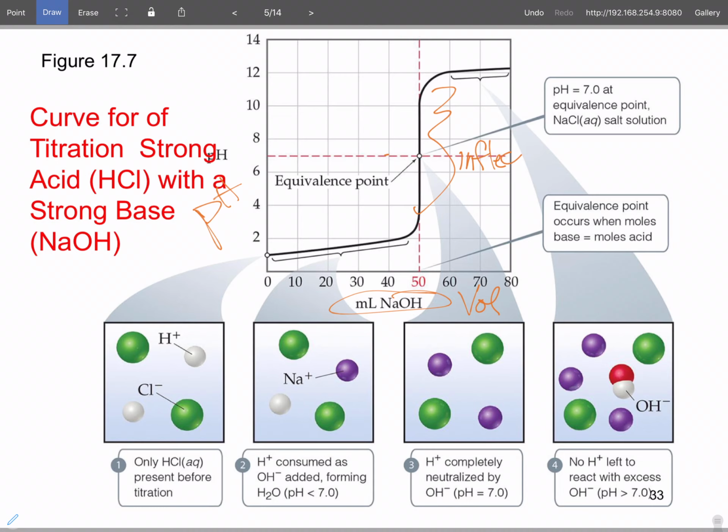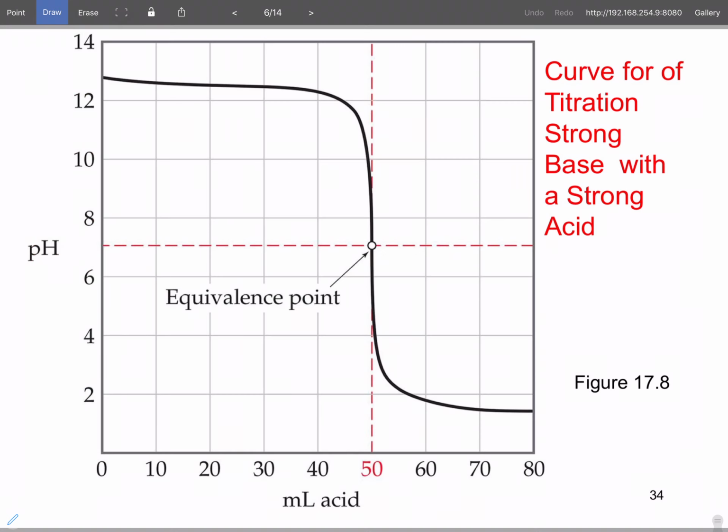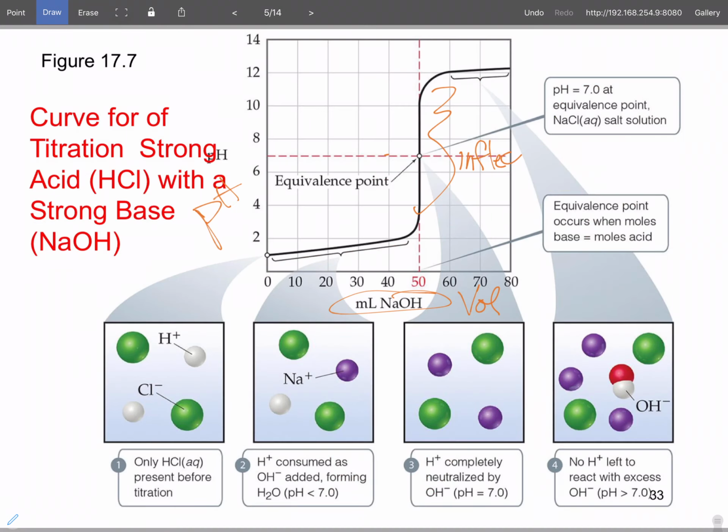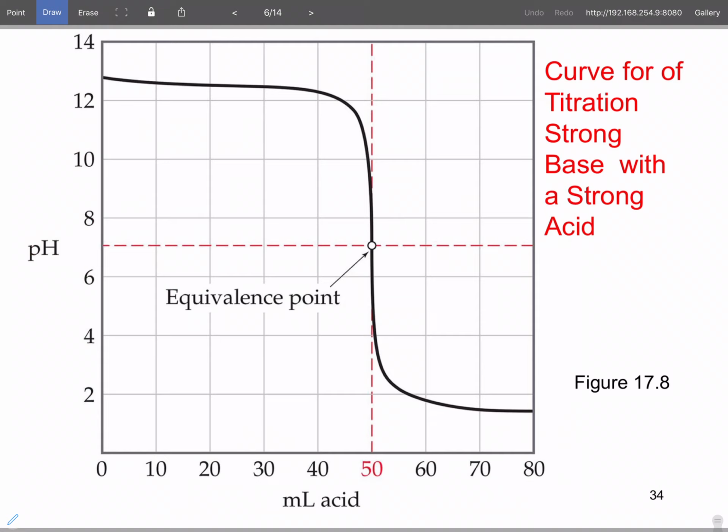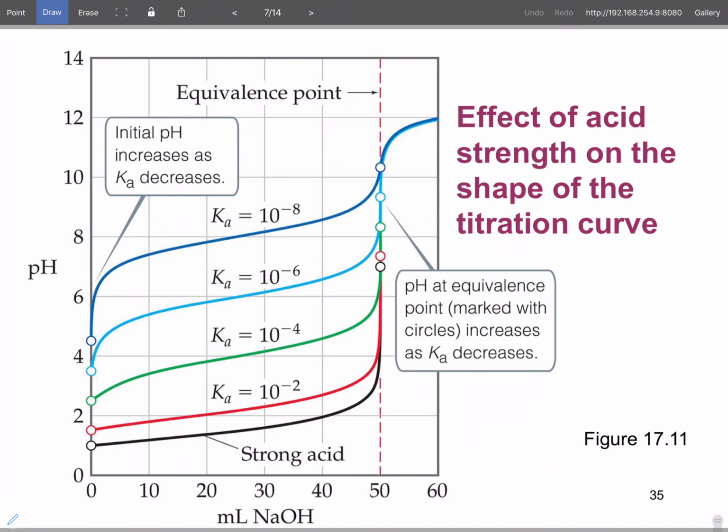And this is easier to achieve when you have a huge inflection. Okay, so that was a strong acid and a weak base. This is a strong base with a strong acid. If you look at it, it's pretty much inverted. We start high and we go low. We're still doing pH and milliliters added. We still have a very large inflection point. Okay, it's just starting at a high pH and going down.